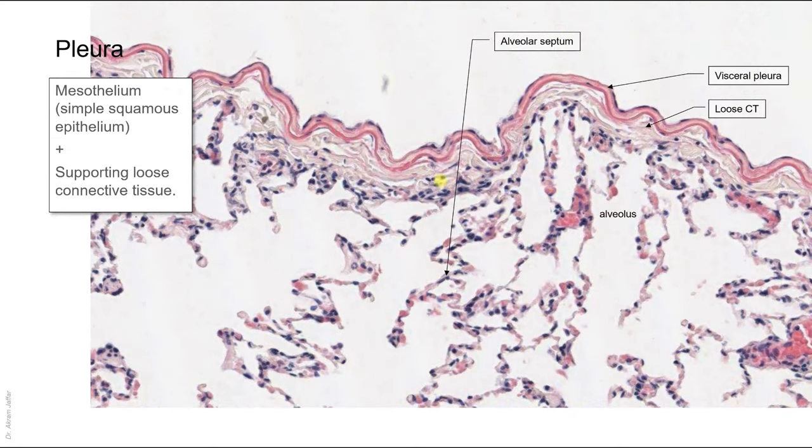Finally, let's deal with the pleura. Here, this section is from the surface of the lung, where you can see the alveoli here, and you can see the surface of the lung. It is covered by the pleura, and this part of the pleura is the visceral pleura, and as you can see here, the cells are simple squamous epithelial cells. They are mesothelial cells, and they lie on connective tissue, and then just deep to that are the alveoli.